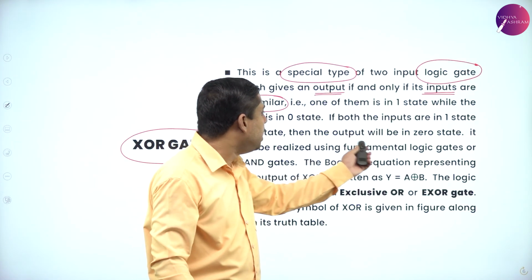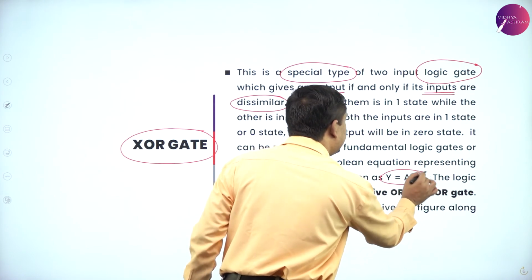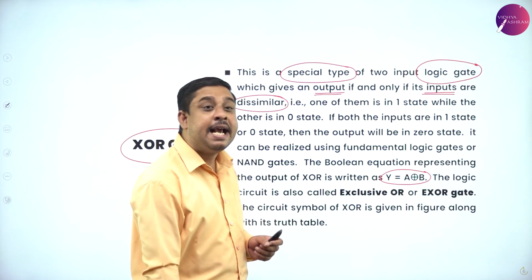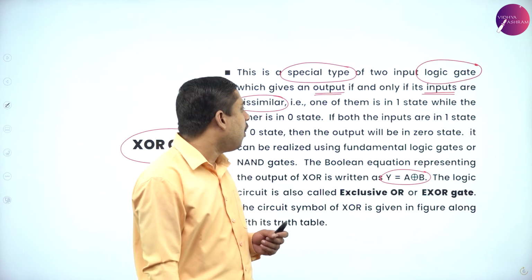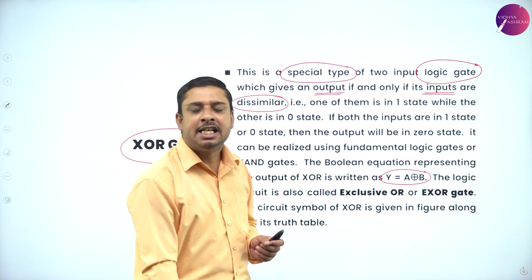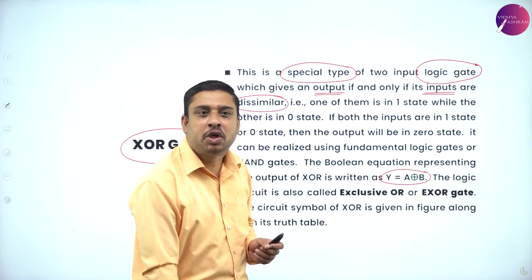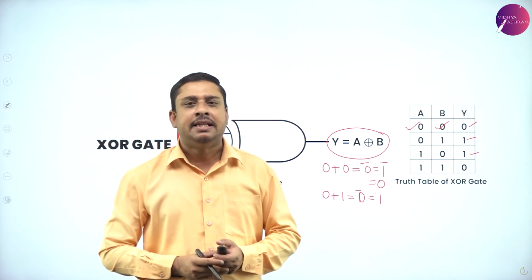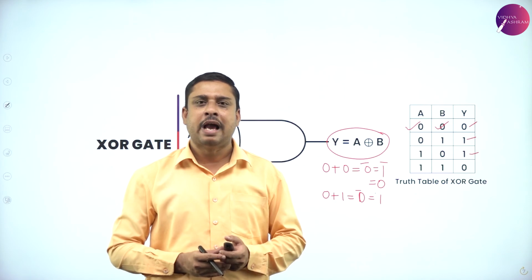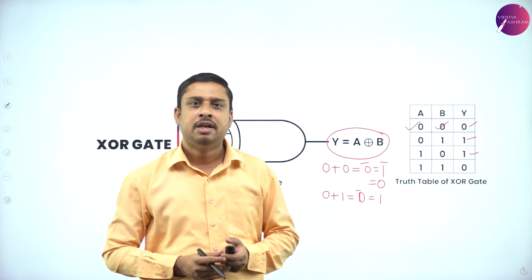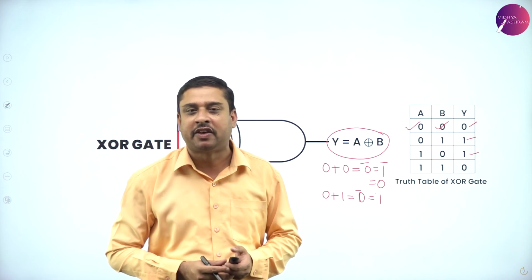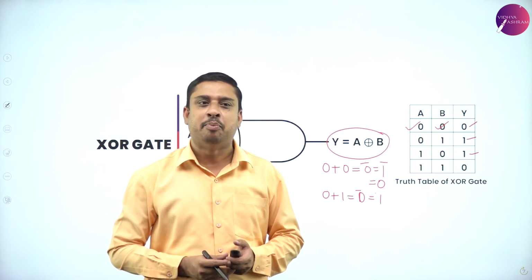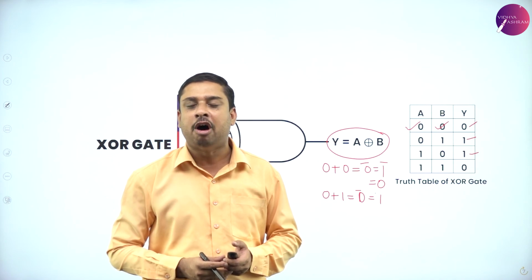And the Boolean expression is written here. A double complementation of B. So this is called exclusive OR gate or XOR gate. Unique, special type of logic gate. Exclusive OR gate or XOR gate. So in this session, students, we have understood the three types of gates: NAND, NOR and XOR. Their symbols, their Boolean expressions and their performance.